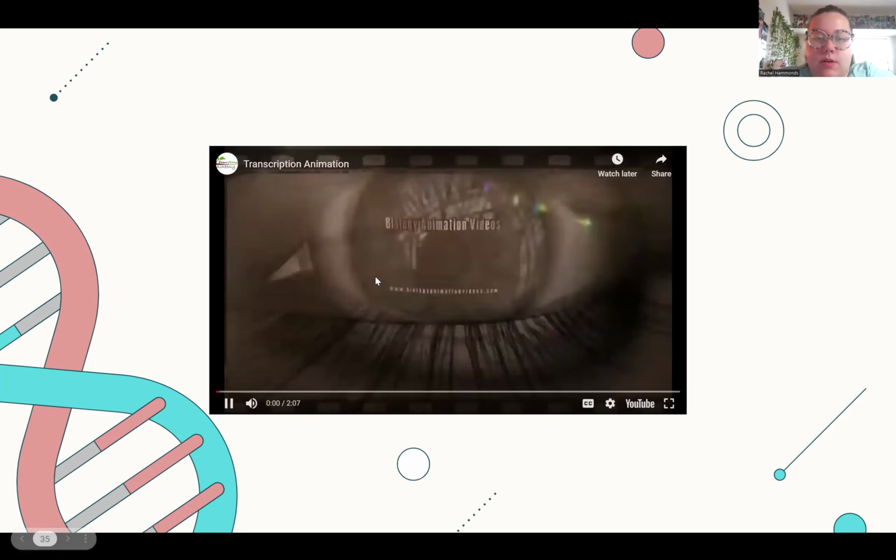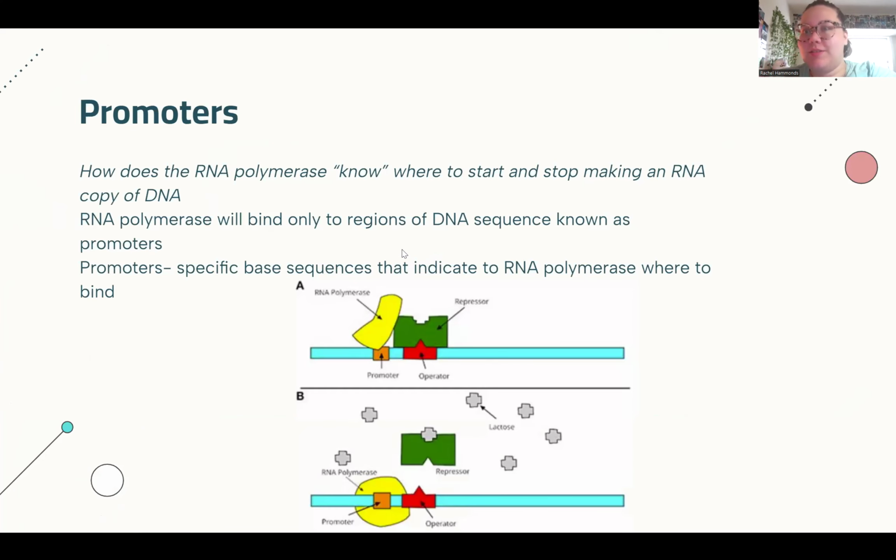Okay, promoters. Something we've talked about, but we haven't explained, so we're going to explain. How does RNA polymerase know where to start and where to stop making a copy of RNA? RNA polymerase will bind only to regions of the DNA sequence that are known as promoters. So promoters are a specific base sequence of nucleotide base pairs that indicate to the RNA polymerase where to bind. You can see here, RNA polymerase is binding at the promoter site, and it's going to continue going.